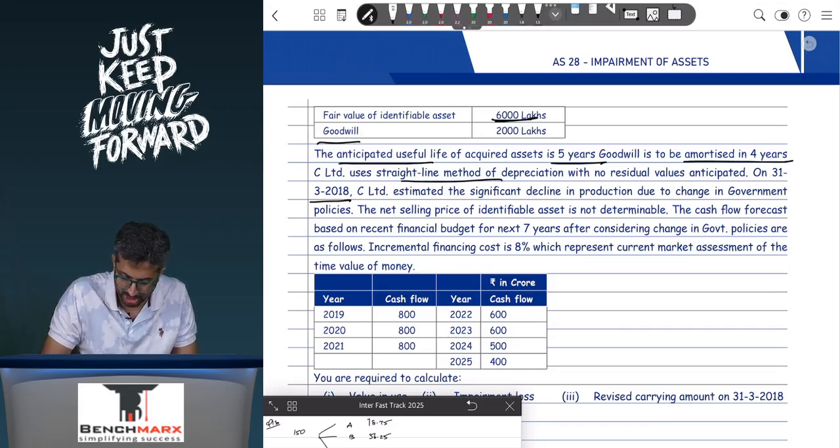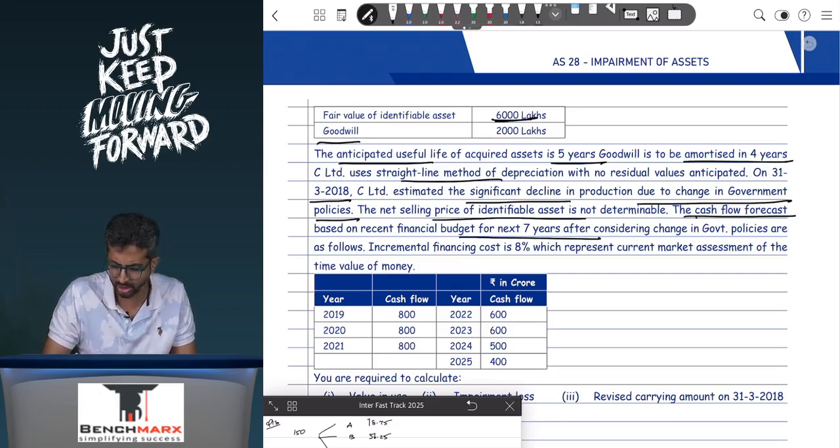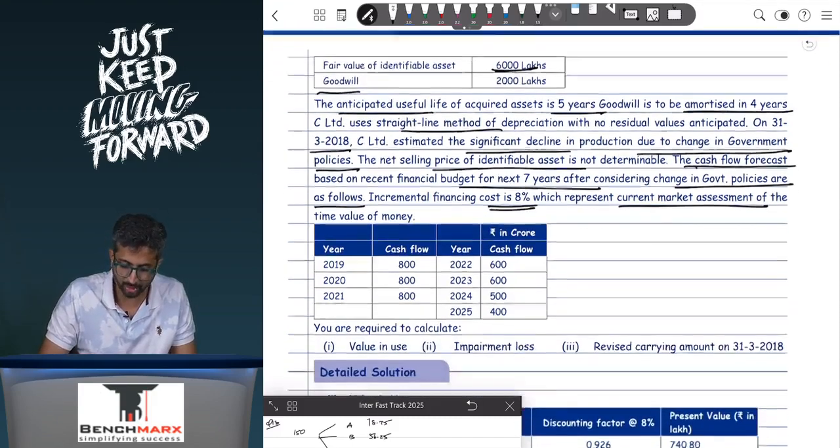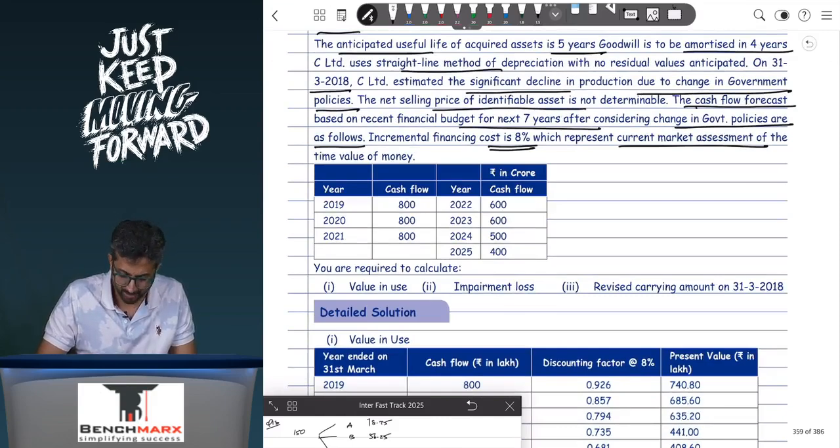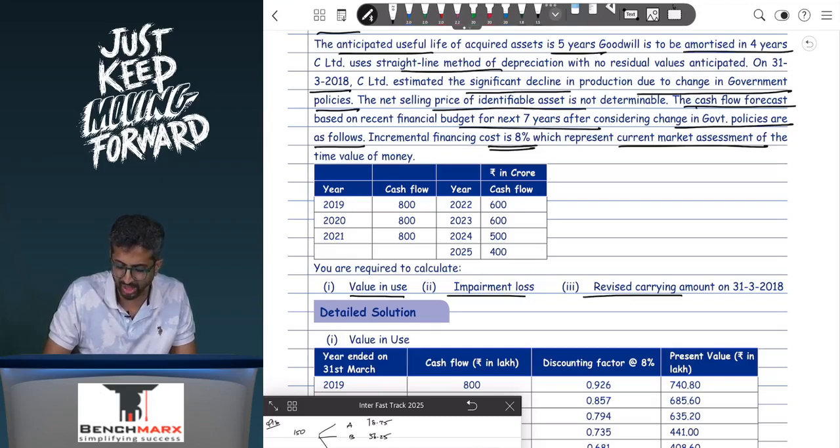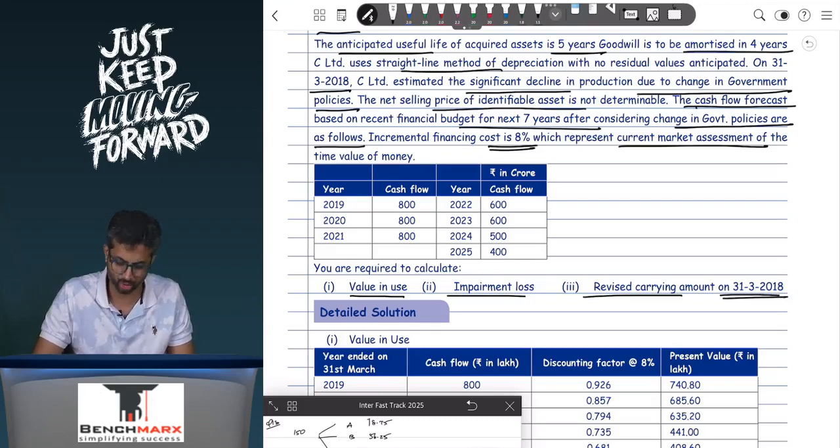On 31st March 18, C estimated a significant decline due to change in the government policies. The net selling price of the asset is not determinable and the cash flow forecast based on the recent budget for the next 7 years, considering the change in policies, is as follows. Incremental cost of financing is 8%, which is a discount factor that represents the current market assessment of time value of money. So you have all of these numbers over here. You are required to calculate the value in use, impairment loss and revised carrying value as on 31st March 2018.